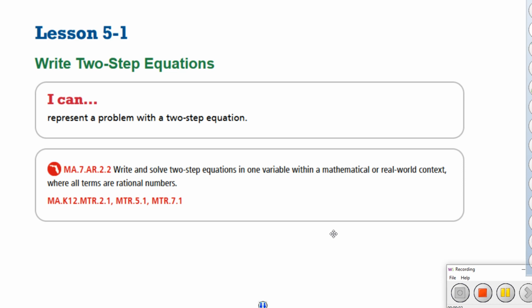We got Chapter 5, Lesson 1, Writing Two-Step Equations. In this section, we're going to be writing equations from a problem. This may be involving real-world context, or just a simple phrase where we write a two-step equation to represent that phrase or context. If you're ready to get started, let's go to the board.